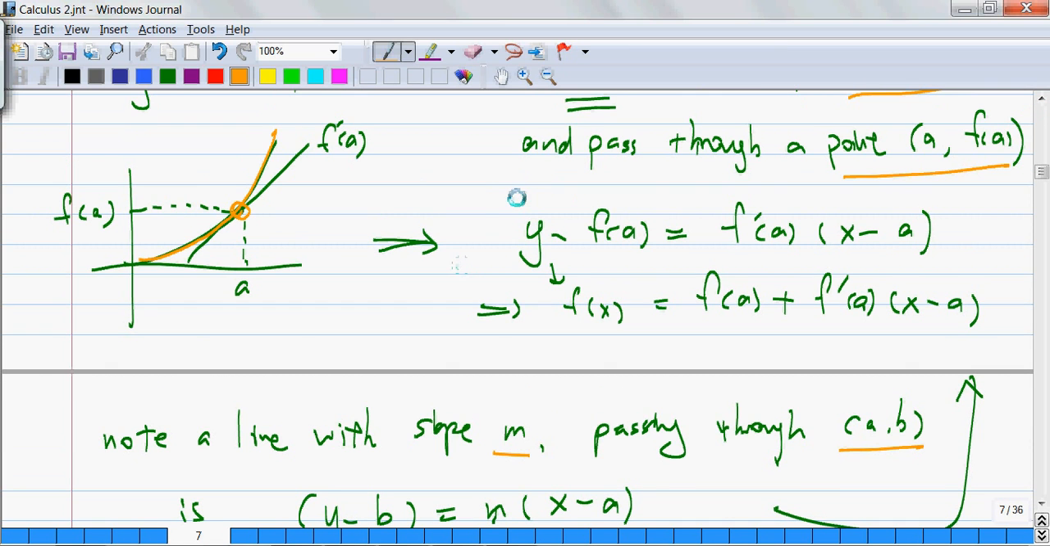And so if you apply it to this particular equation here, and you rearrange it, you get y is equal to f(a) plus f prime(a) times (x minus a). And f(x), this line is approximately equal to y around that point.